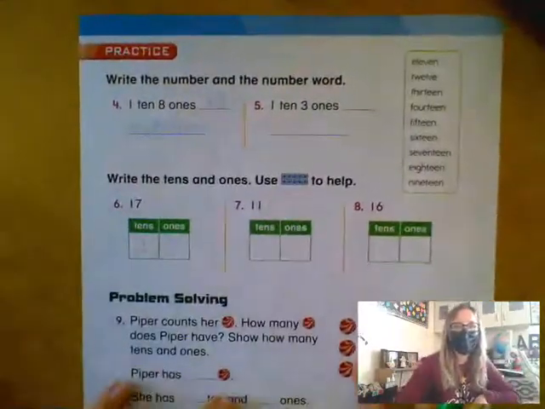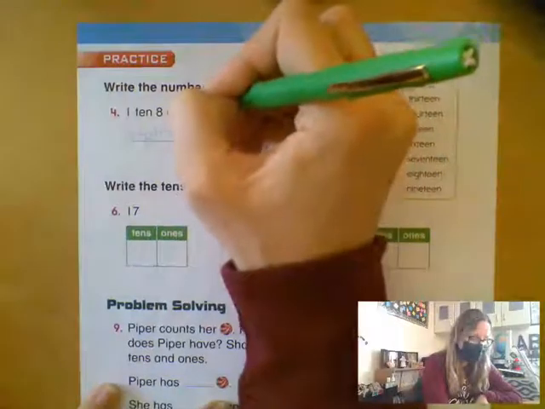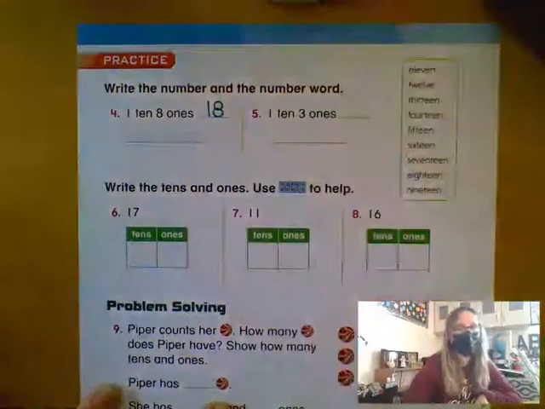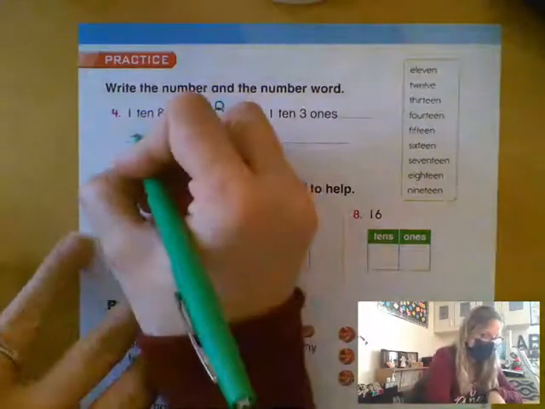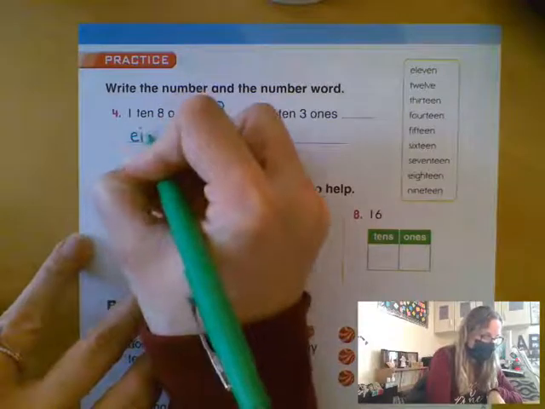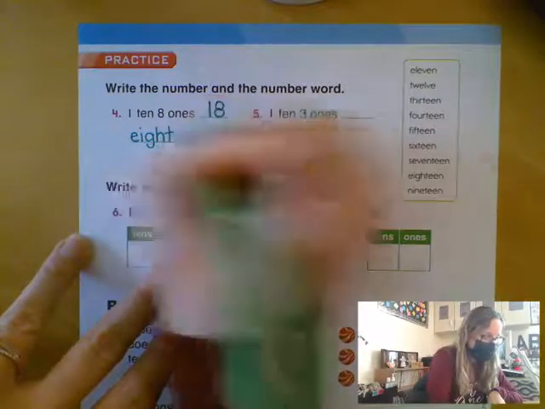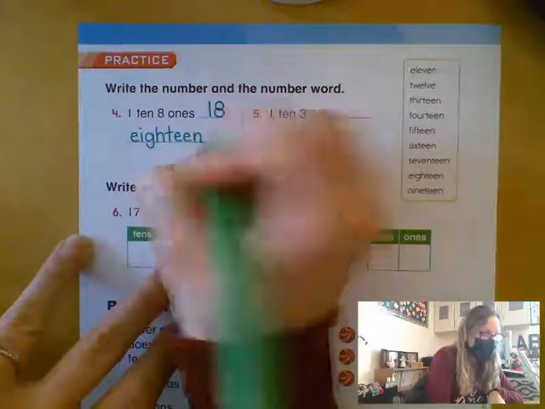And at the top of 210, they did the first one for us. They had 1 10 and 8 ones. And Mateo, what number did they tell us 1 10 and 8 ones equals? 18. So we're going to trace the letters in the word 18. So it's really just the word 8, E-I-G-H-T. And then we add the "een" to make it a teen. So 18.